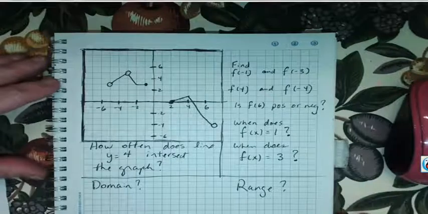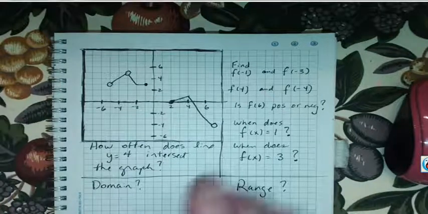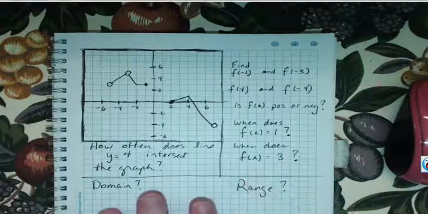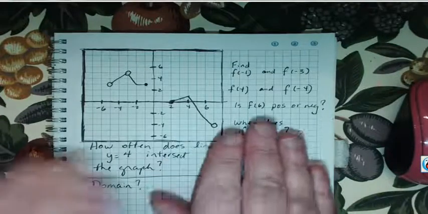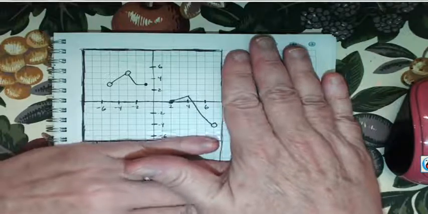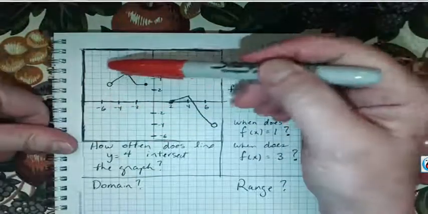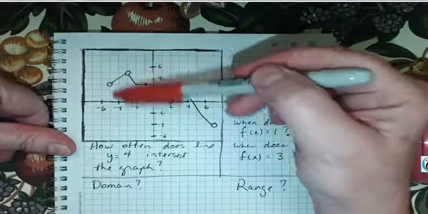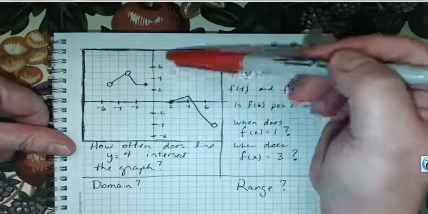All right, we're going to do the same thing, ask the same kind of questions we did in the previous video, but we have a more difficult graph of a function. Now we can see that this is a function. It passes the vertical line test. Any vertical line I care to draw only intersects it at most once.